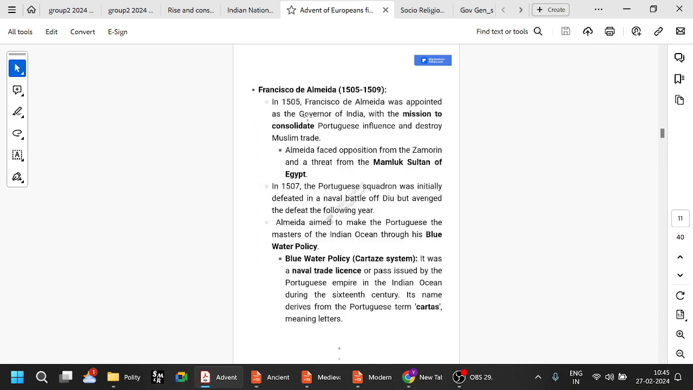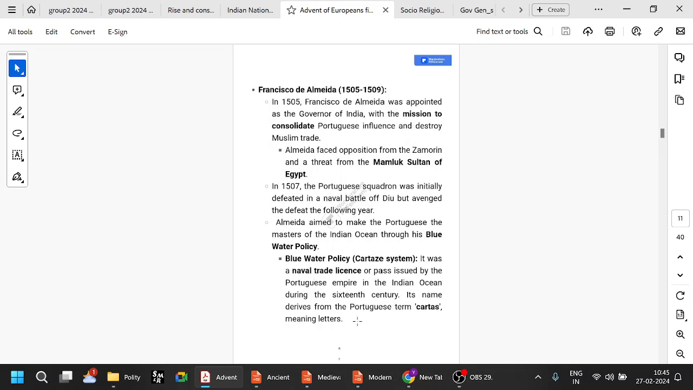So Francisco de Almeida, he wanted to consolidate the Portuguese influence, and in 1507 he was initially defeated in a naval battle, the Battle of Diu, but later he won. Almeida aimed to make the Portuguese the masters of the Indian Ocean through his blue water policy. So, what is the blue water policy? Also called the cartaz system. It was a naval trade license or pass issued by the Portuguese Empire in the Indian Ocean during the 16th century. Its name derives from the Portuguese term cartas, meaning letters.